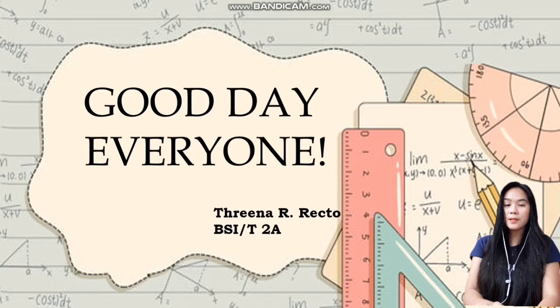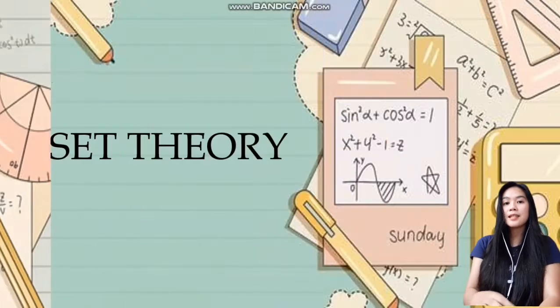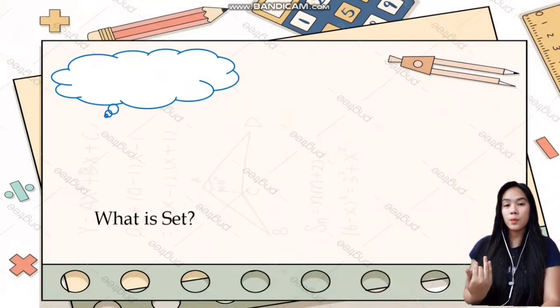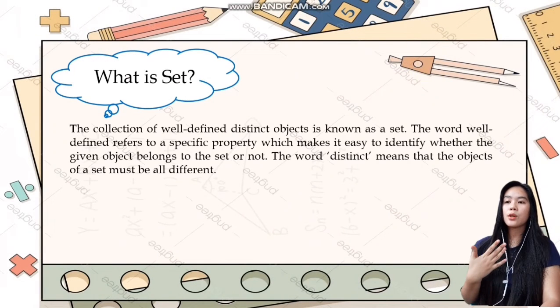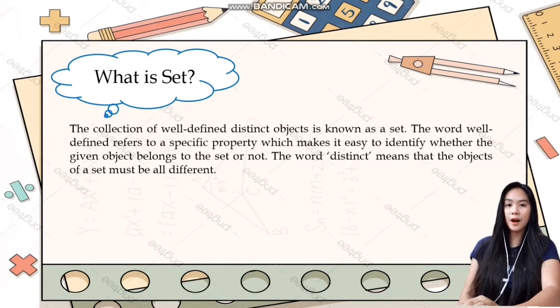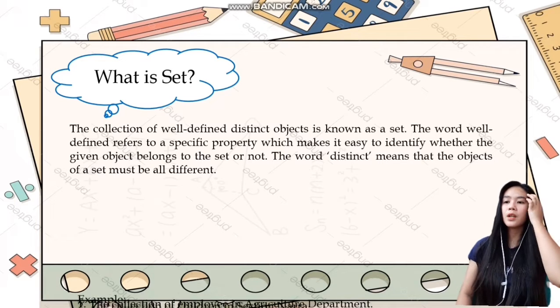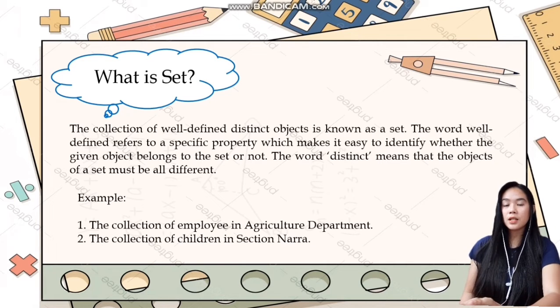And for today's video, I will discuss to you all about set theory. So, what is a set? The collection of well-defined distinct objects is known as a set. The word well-defined refers to a specific property which makes it easy to identify whether the given object belongs to the set or not. The word distinct means that the objects of a set must be all different. So for example, the collection of employees in the agriculture department and the collection of children in a section.